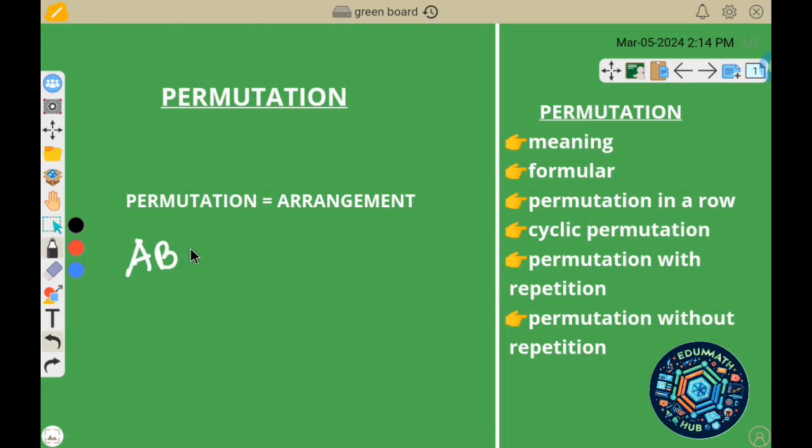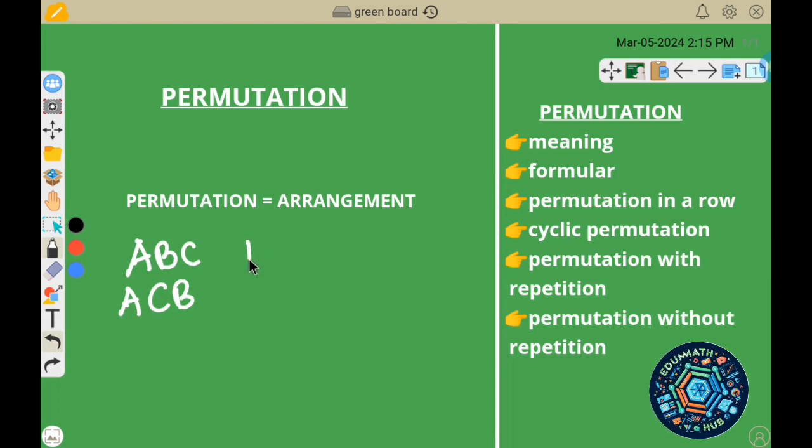A, B, C. Now if you want to look at the ways of arranging these objects, you need to consider them turn by turn. Let's start with the arrangements beginning with A. So we have A, B, C. Then we repeat our A here, bring this back here, that will be A, C, B. So these are the arrangements that you can have starting with A.